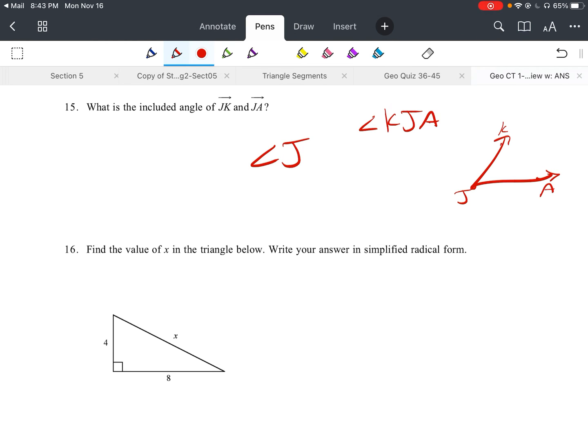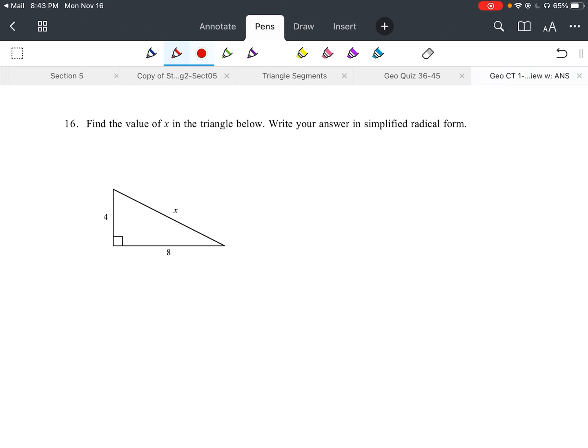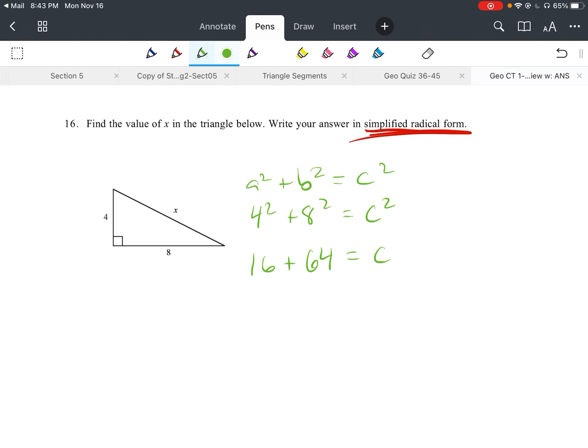All right, anyway, find the value of x in the triangle below. The only trick on this one is the simplified radical bit. So let's do this thing. This is a squared plus b squared equals c squared. And so I get 4 squared plus 8 squared equals c squared. This is 16 plus 64 equals c squared. And then you're just going to add that up. You get 80 equals c squared.